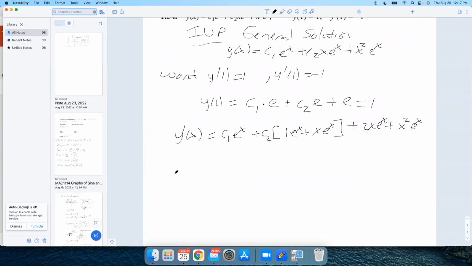And now I can plug in my initial condition. I want y prime of 1 to equal -1. So plugging in a 1 for all the x's, I'll get here c2, I'm going to get an e plus another e. I think I get 2e there. Plugging in a 1 for all the x's here, I'm going to get a 2e plus 1 more e. So I think that's 3e, and that's supposed to equal -1.